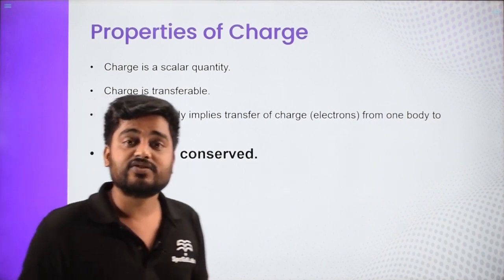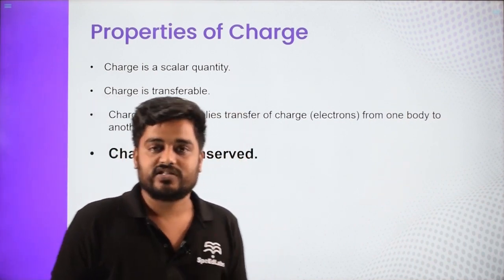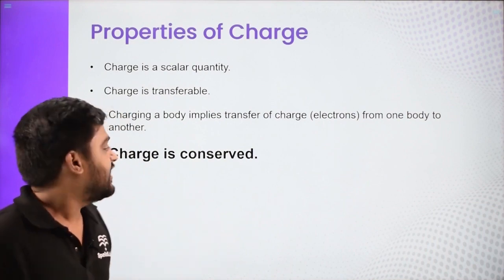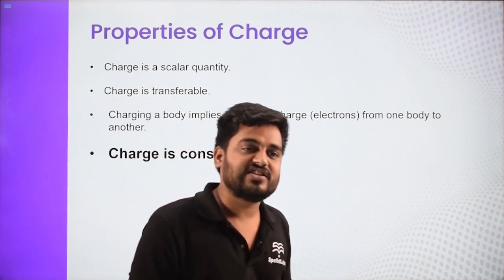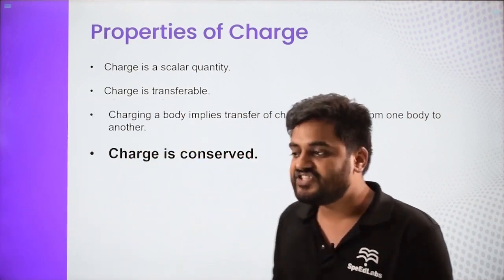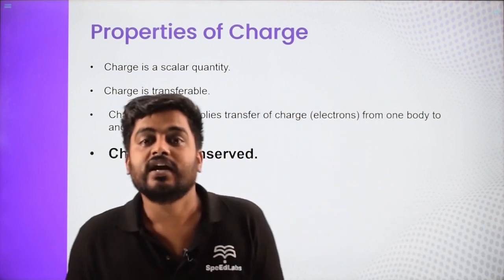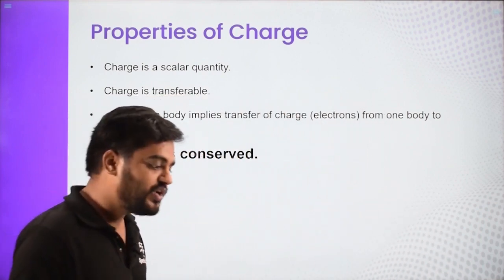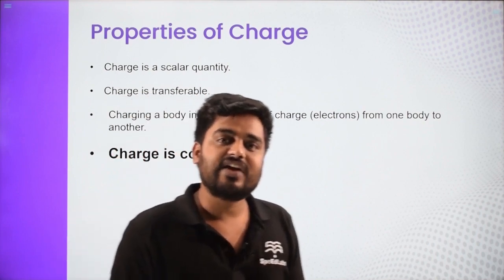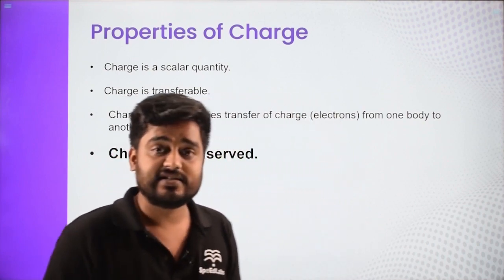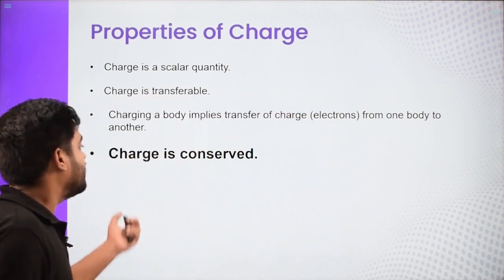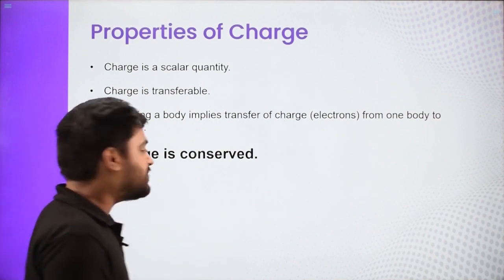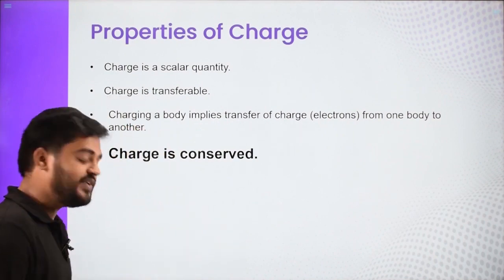What does it mean that charge is conserved? It means the total charge, the whole charge, can never be destroyed and can never be created. Basically, charge is found on electrons. Electrons and protons are the original source of charge, and these are fundamental particles which cannot be destroyed at all. So charge can be transferred, but it cannot be destroyed, hence it will remain conserved.